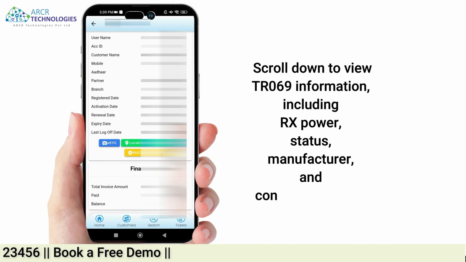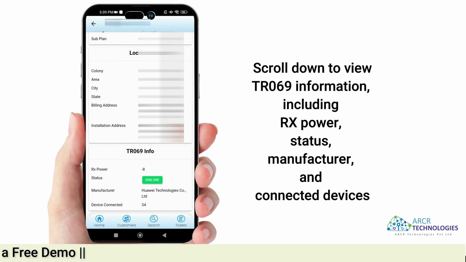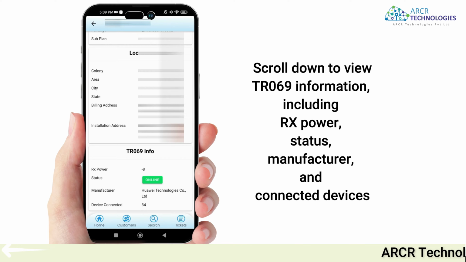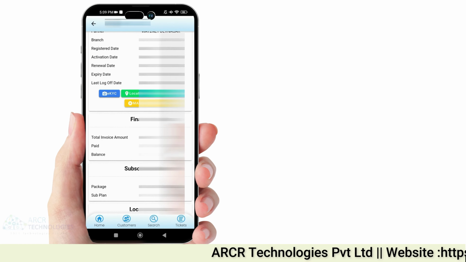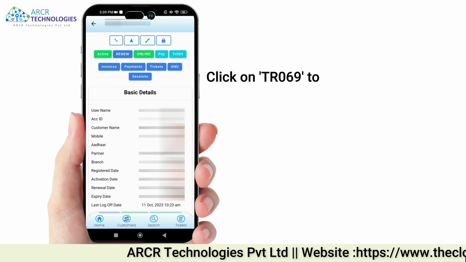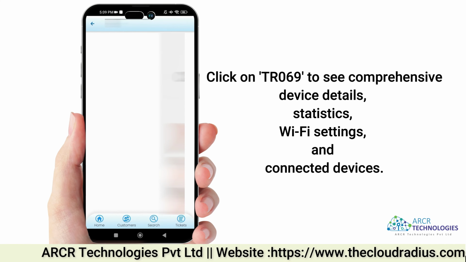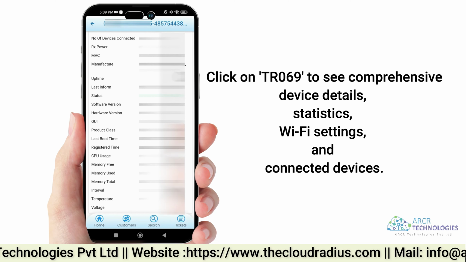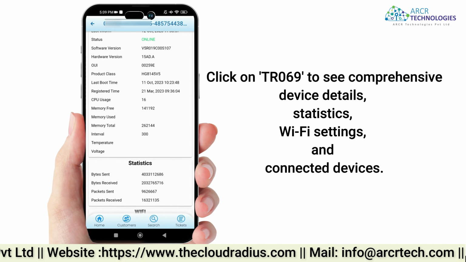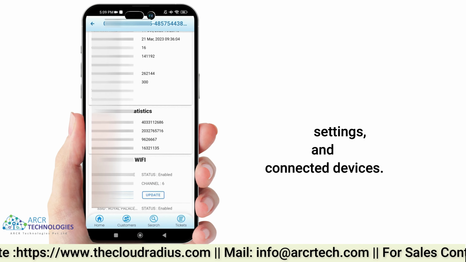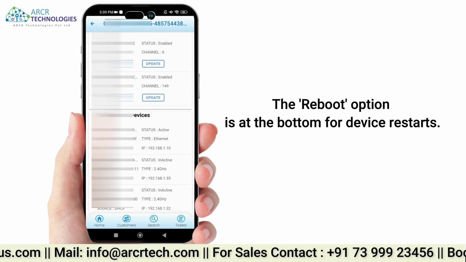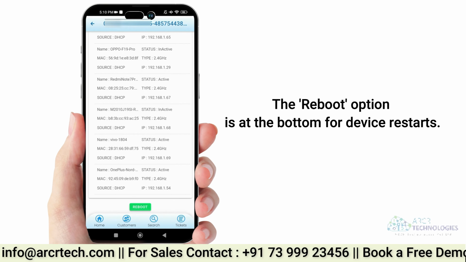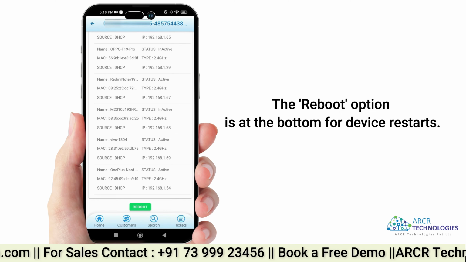Scroll down to view TR069 information including RX power, status, manufacturer and connected devices. Click on TR069 to see comprehensive device details, statistics, Wi-Fi settings, and connected devices. The reboot option is at the bottom for device restarts.